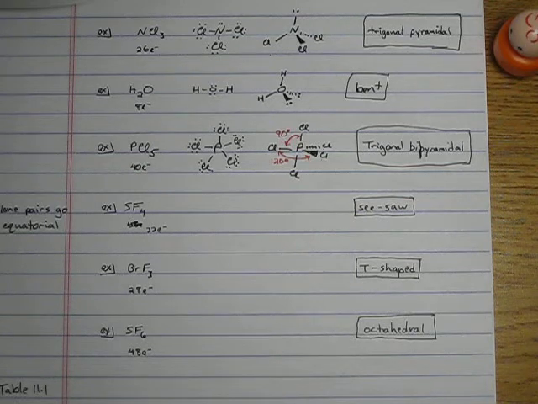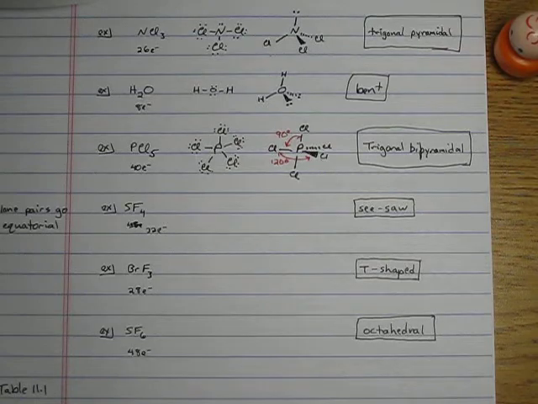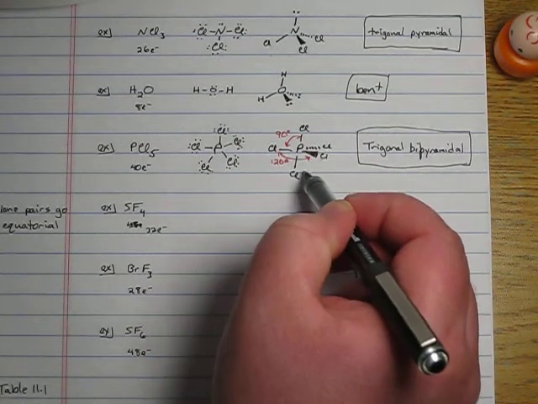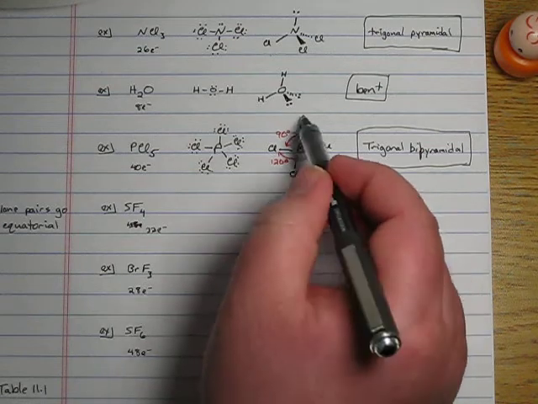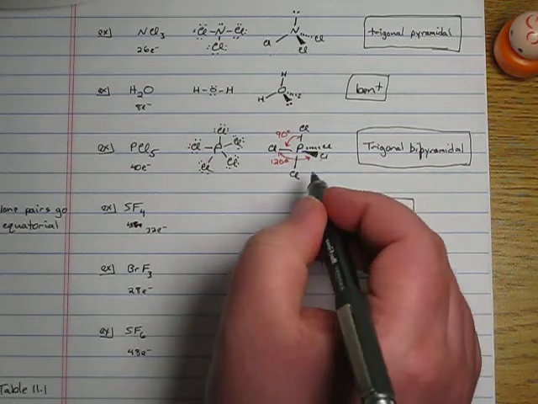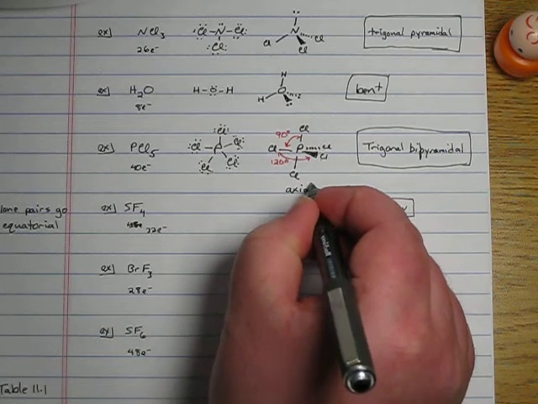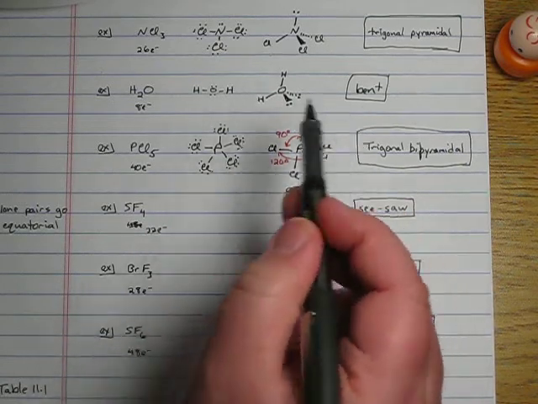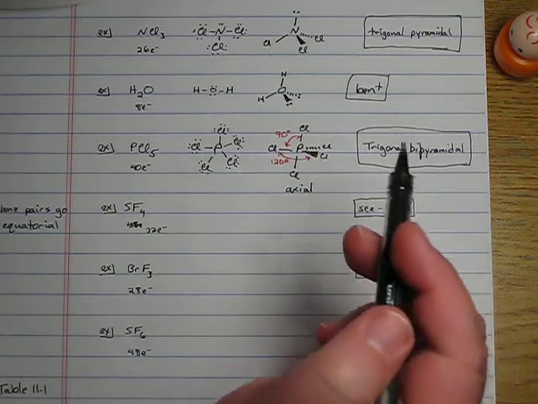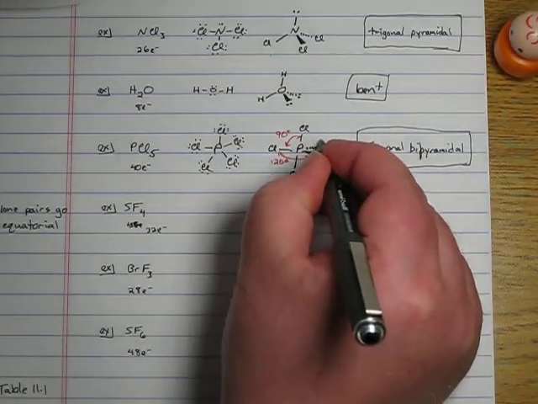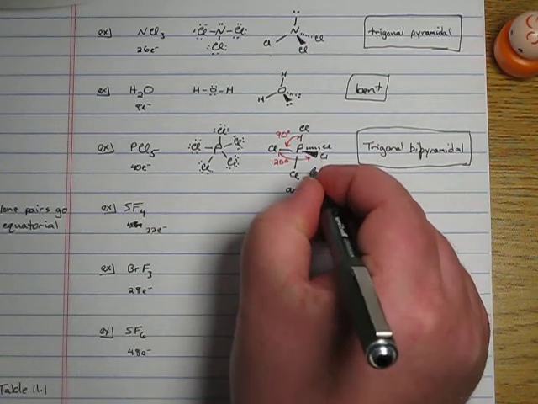And when you have this trigonal bipyramidal geometry, this chlorine up here and this chlorine down here, the two that are 180 degrees away from each other, we call those two axial. These are the axial positions. It's like the axis of this molecule. And the three that are in the trigonal plane, we call those equatorial.